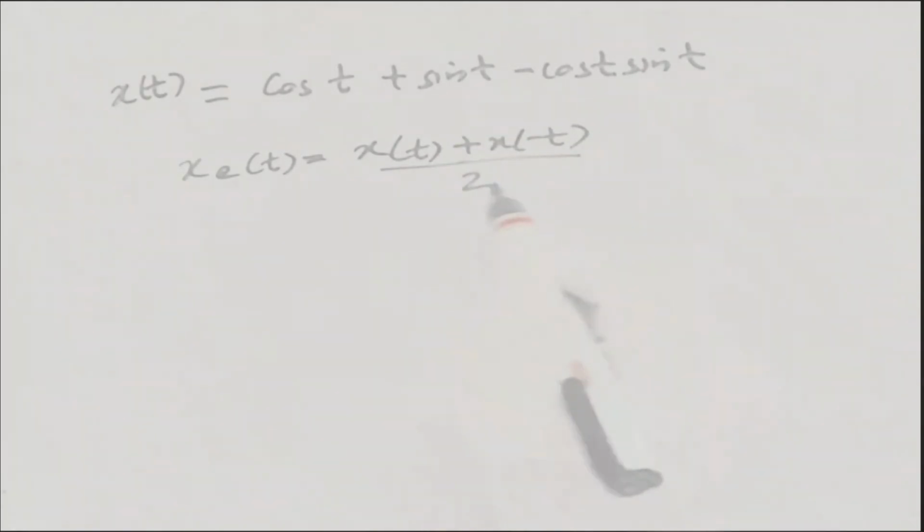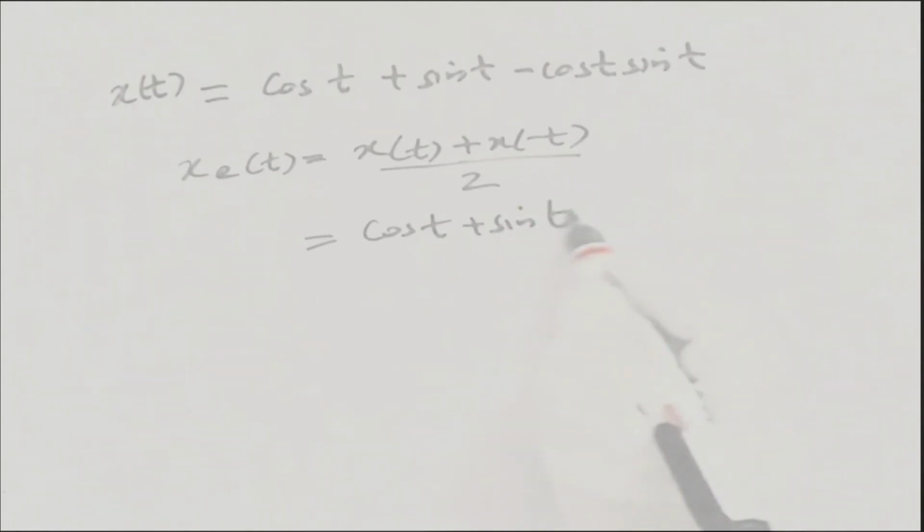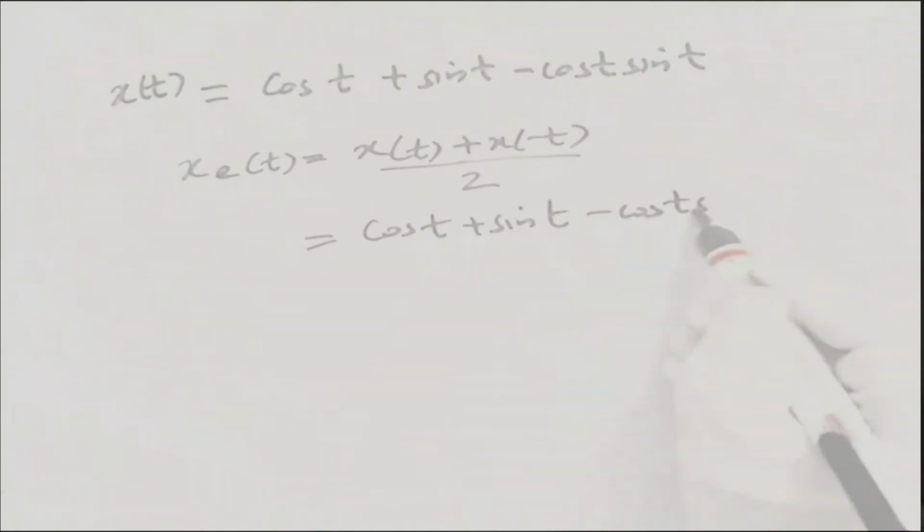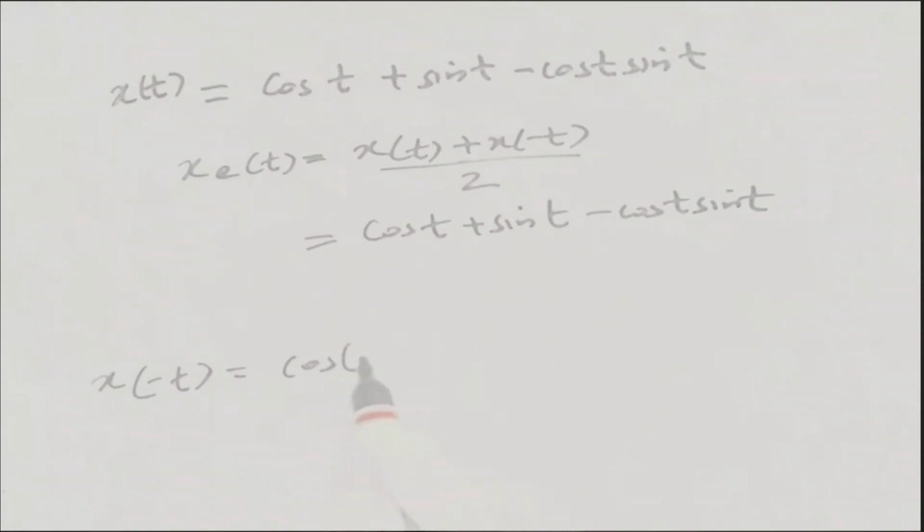So the even component of this signal is x of t plus x of minus t divided by 2, while x of t is given as cos t plus sin t minus cos t sin t. Let me substitute this. Now let me write the value of x of minus t, which can be expressed as cos of minus t plus sin of minus t minus cos of minus t sin of minus t.